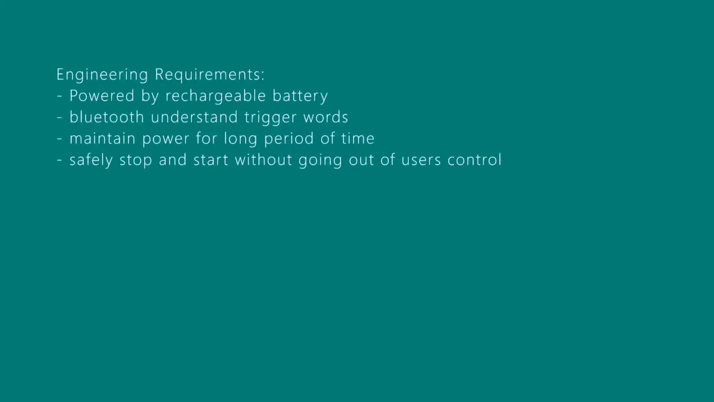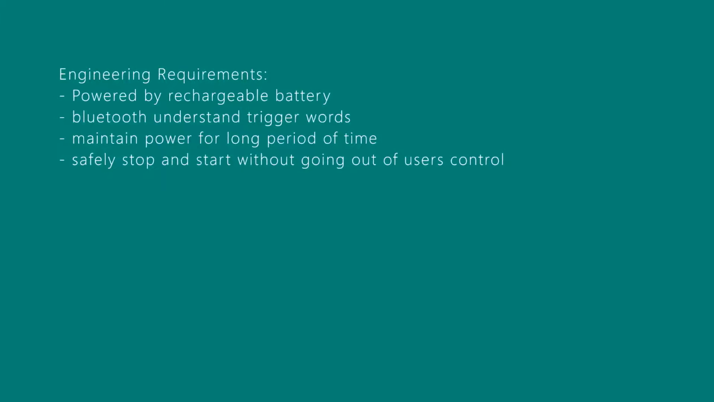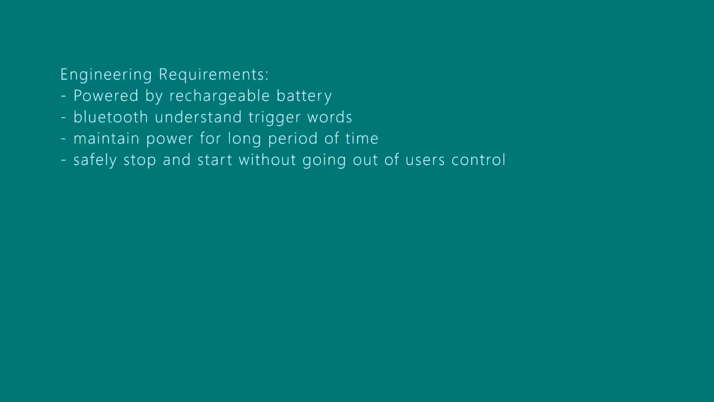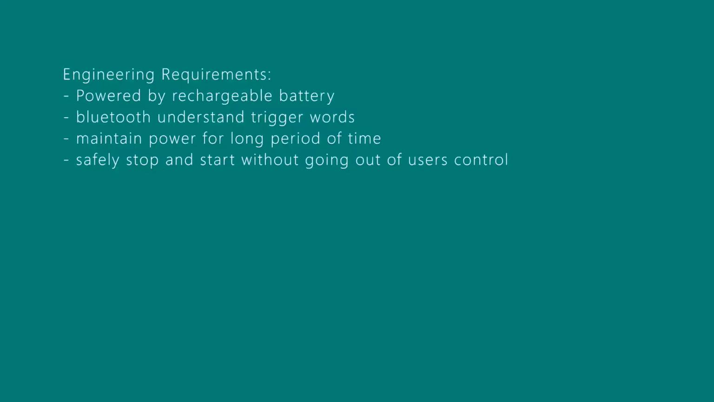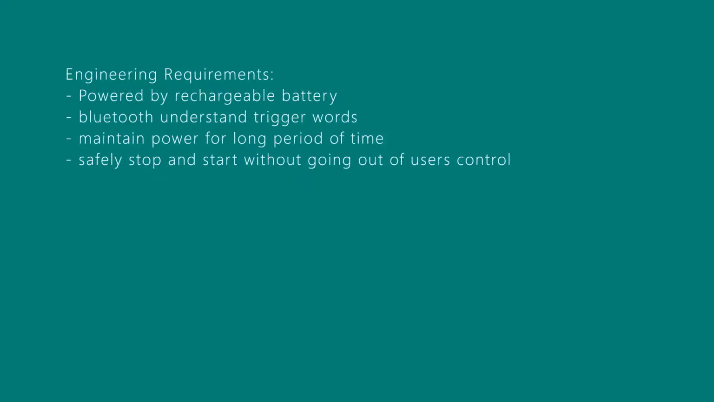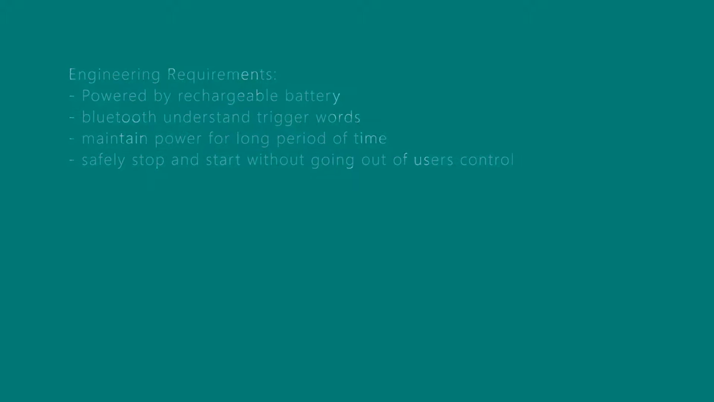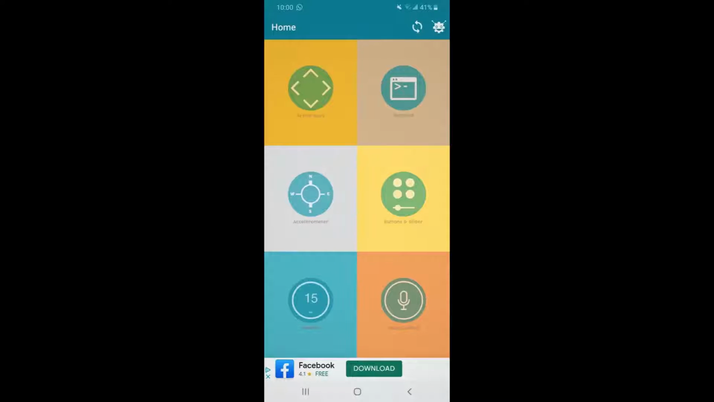Our third engineering requirement was maintaining power for a long period of time. We want to make sure that our wheelchair would have enough power for the user to be able to perform their daily activities without having to stop and recharge it. Our fourth engineering requirement was that we needed the wheelchair to stop and start without it going out of the user's control. We implemented this by having the mobile device only respond to a recognized voice, so there wouldn't be any random voices that would be able to control the wheelchair.